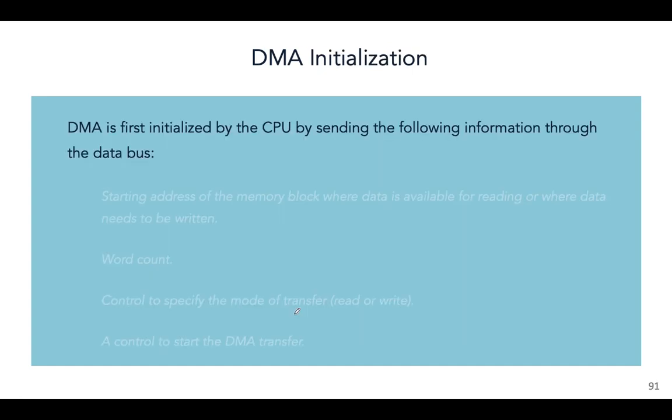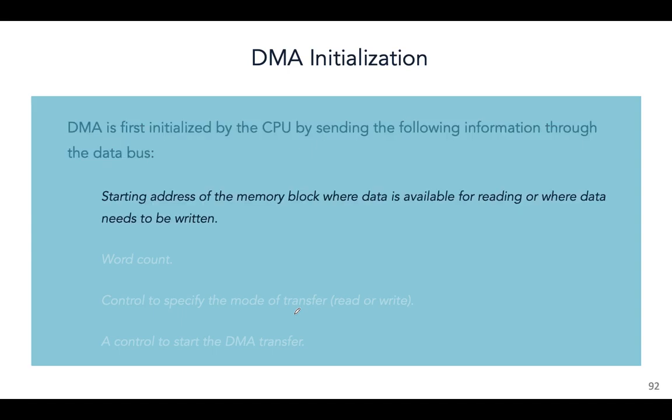Alright, let's talk about DMA initialization. DMA is first initialized by the CPU by sending the following information through the data bus. Like we discussed earlier, even though the CPU is not involved during the process of direct memory access, the CPU is involved during the very beginning of the process and in the end. So the initialization is actually done by the CPU. This is how it's done.